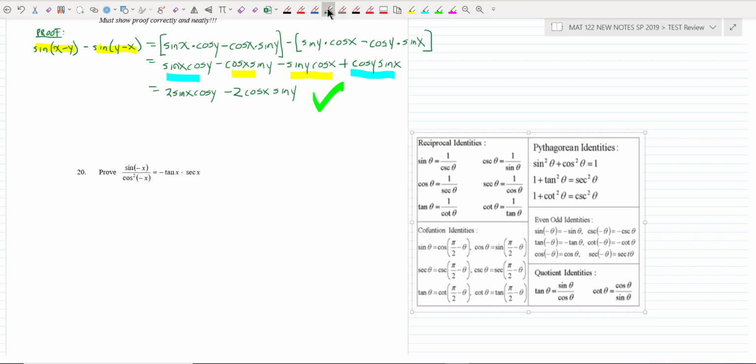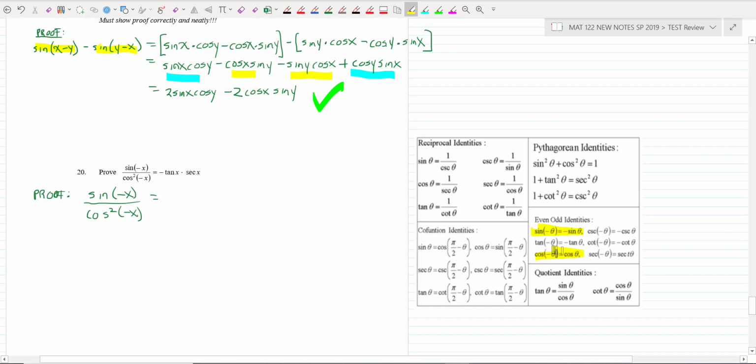Okay, so with this one, we've got, again, a proof. Which side's more complicated? Well, this has got a fraction in it, so what I'm going to do is just write down the left side, sine negative x over cosine squared negative x like this. Now, what this makes me think of immediately is these odd-even identities. So sine is an odd function, and cosine is an even function, like we learned, so we can use those two identities.